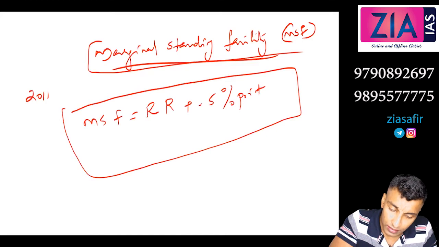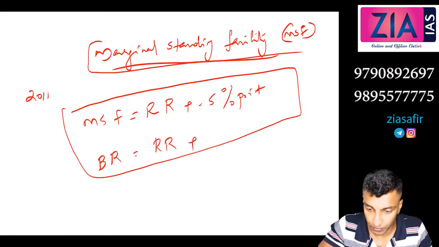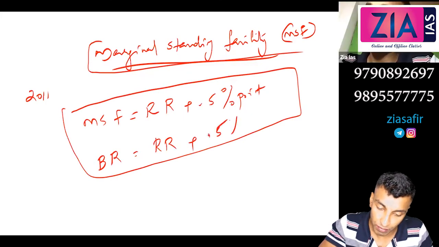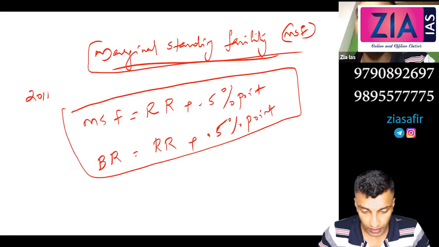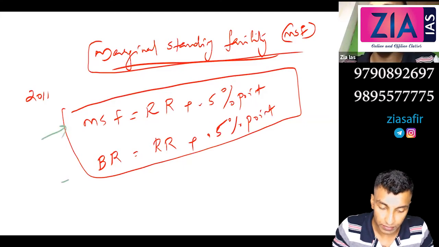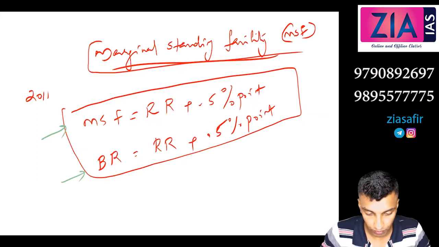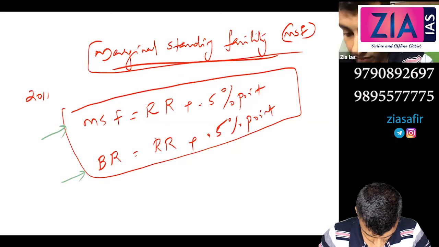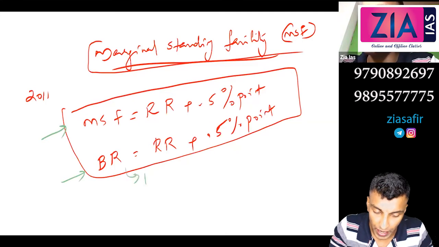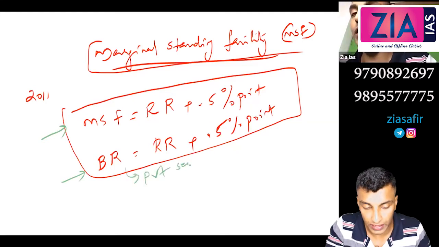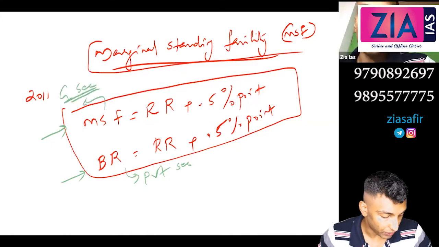What about bank rate? What is bank rate? Repo rate plus 0.5 percentage point. So both are the same, right? Then what is the difference between MSF and bank rate? So I think bank rate is long-term lending, sir. Not long-term. The main difference is here private company security and here government security. That is the main difference.